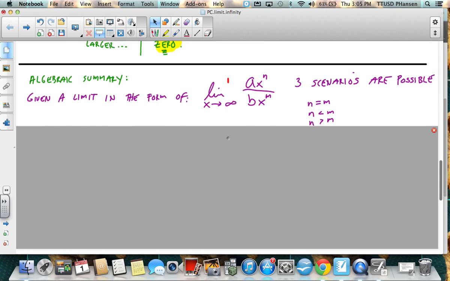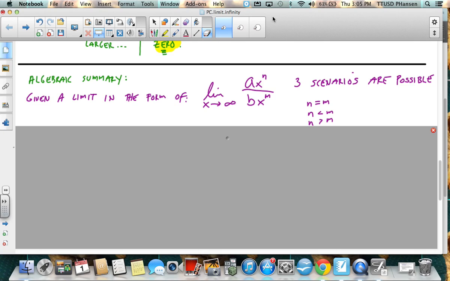Got it. Give it a limit in the form of the limit as x approaches infinity of some polynomial divided by a polynomial. So I've got ax to the n over bx to the m. We've seen this before. Remember, it's kind of the notation in the rational zero test. You've got a numerator of degree n and a denominator of degree m.